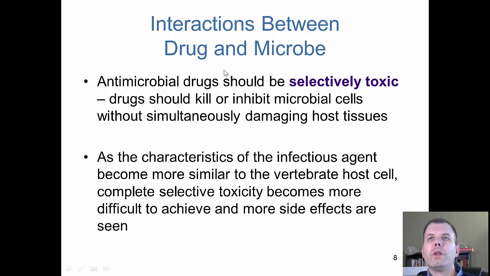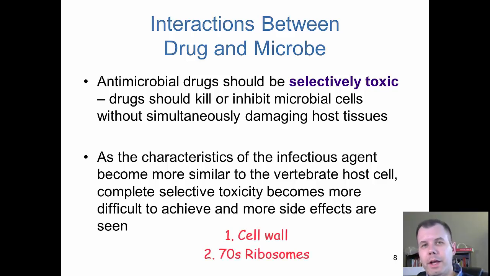All right, so when we look at the interactions between the drug and microbe, obviously we want it selectively toxic. We want to kill the pathogen and not kill you. That's the goal, okay? And again, we have to look at the characteristics of the infectious agent compared to the vertebrate host cell and look for differences. We can find differences, we can target those, and that's what we're going to use to kill the microbes and not kill us, okay? So what are the two main differences that bacteria have that we don't?